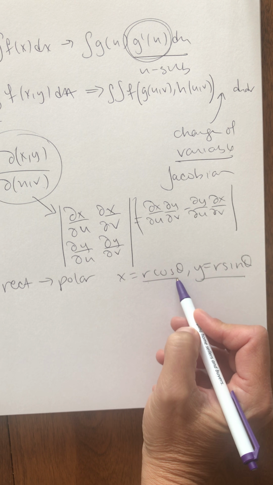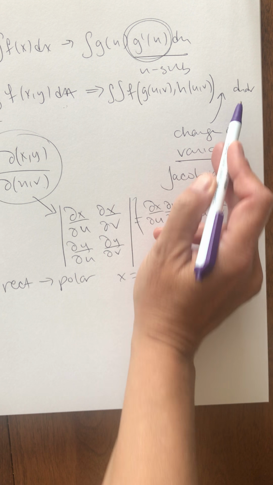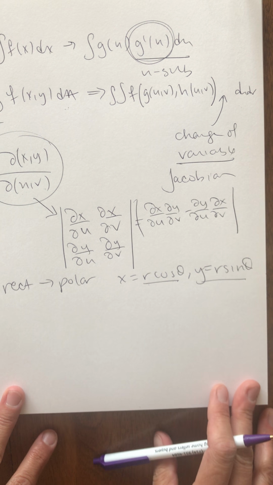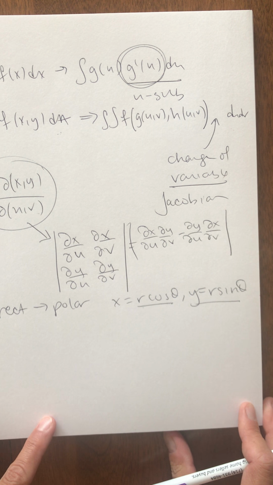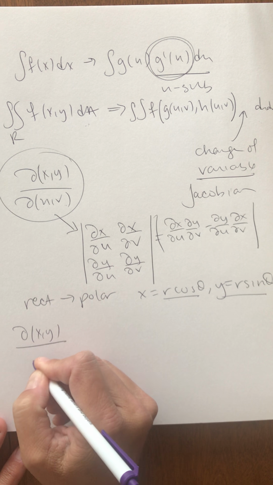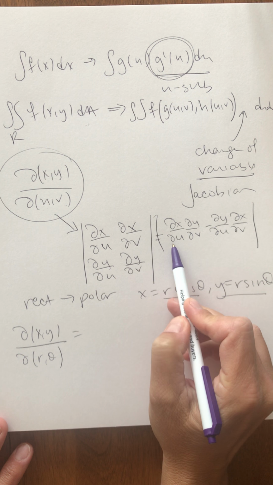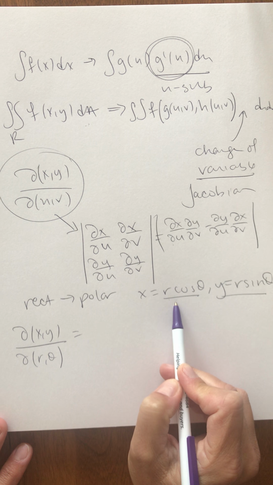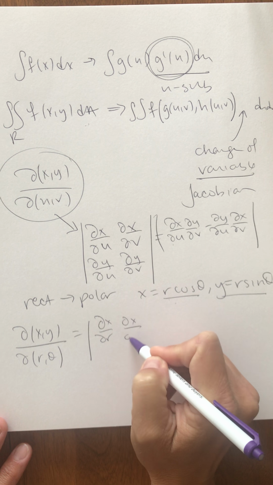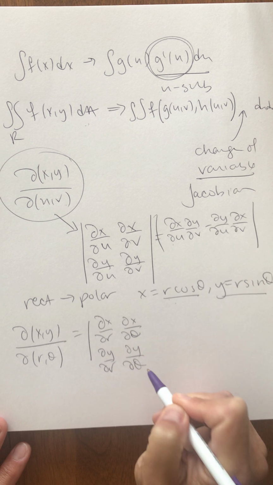So I can go from a double integral with respect to x and y to a double integral with respect to r and theta. So if I look at what is the Jacobian going to be for polar coordinates, well, that's going to be the partial of x, y over r, theta, which is going to be the partial derivative of x with respect to r. Well, what is that? So if I just write this out, it's going to be the partial with respect to r, the partial with respect to theta, the partial with respect to r, the partial with respect to theta.